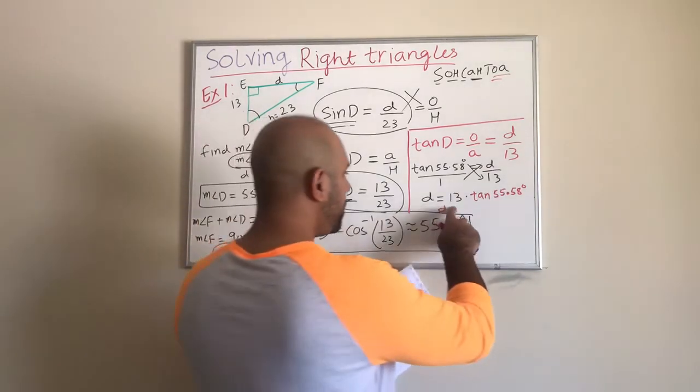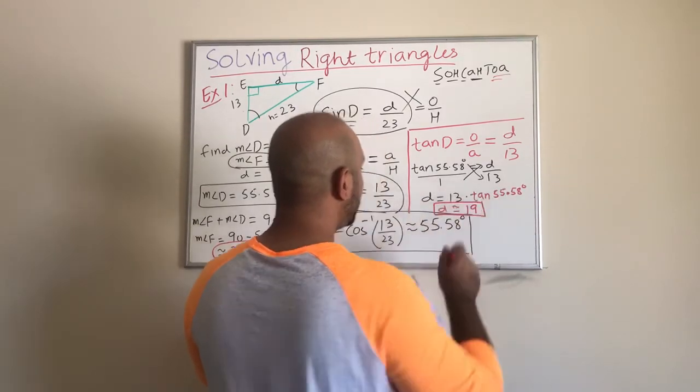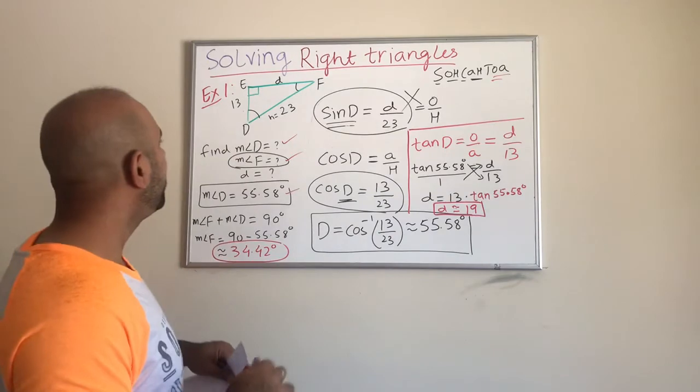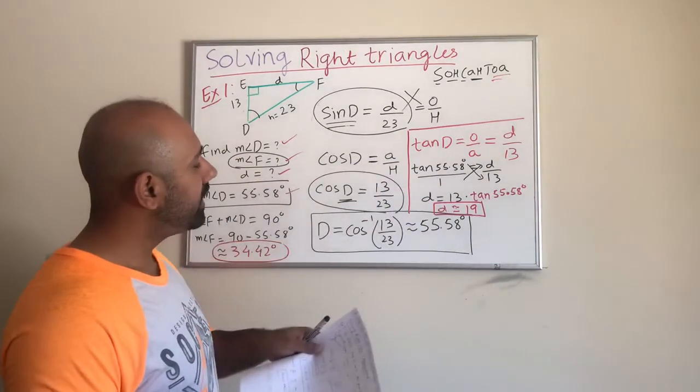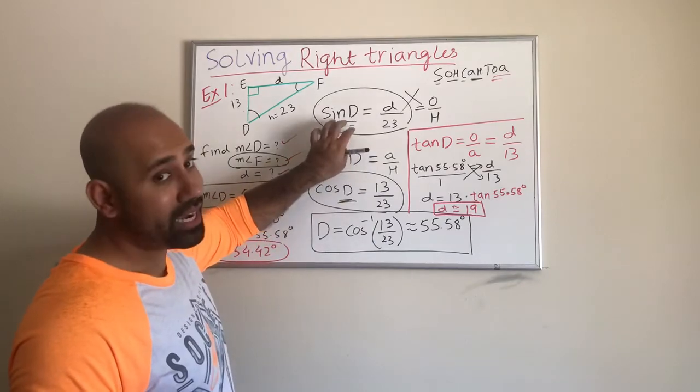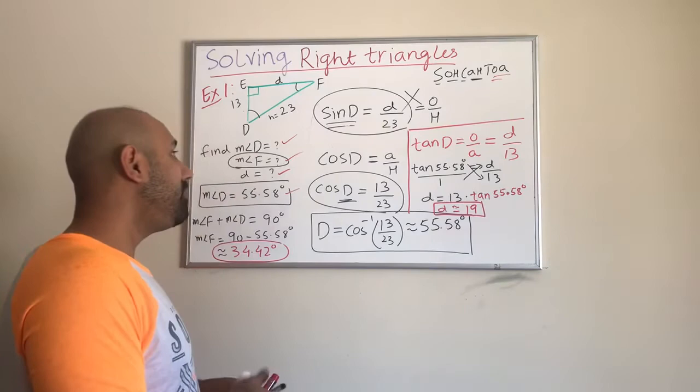So it is equivalent to 19. That is the length of the third side. So we have all the three things that we needed to figure out. Guys, this is of course one of the ways of finding D. If I had used this equation, I would still get the same value. And then there's one more way, which you guys already know.